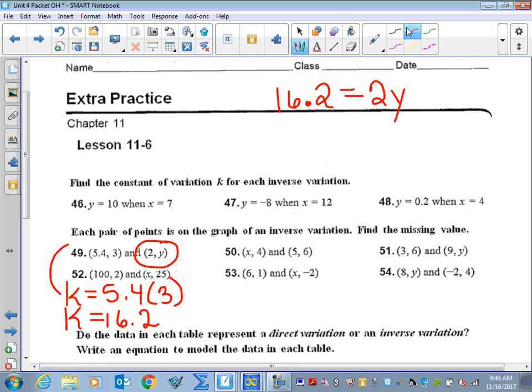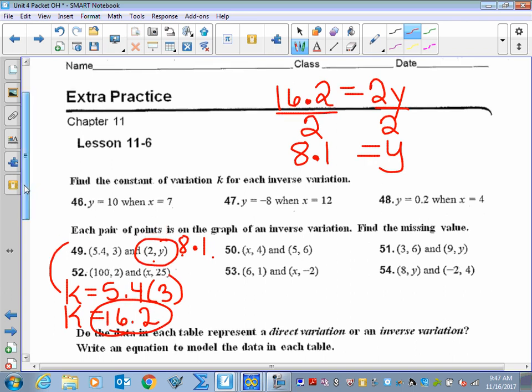So now all I've got to do is divide both sides by 2. Who can give me the value of y? 8.1. Now I can check this, because if y is 8.1, that means when I multiply 8.1 times 2, I should still get 16.2. So check it out and see if that's correct. What is 8.1 times 2? It should be 16.2.